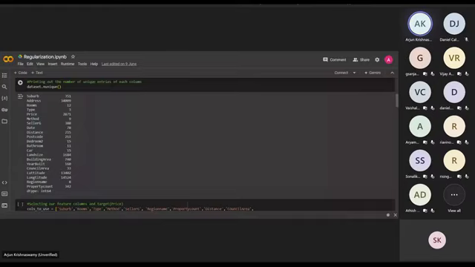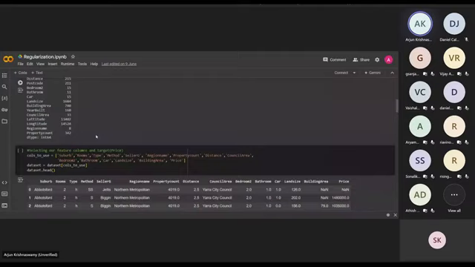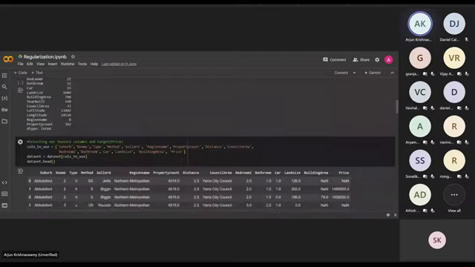Now we perform feature selection manually before regularization. We just choose some of the important features. This list contains the columns we are using: suburb, rooms. We are almost using all of them. A few of them we are neglecting.